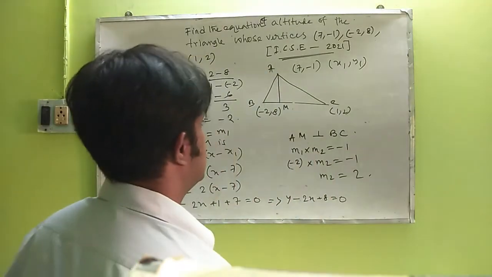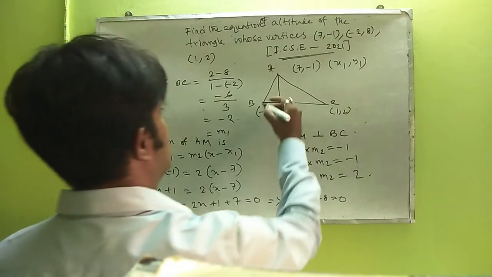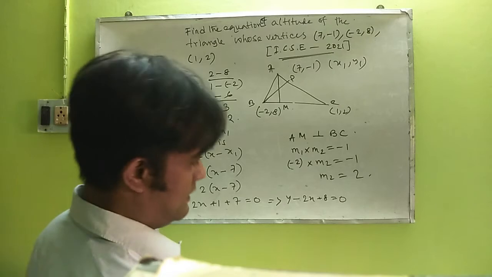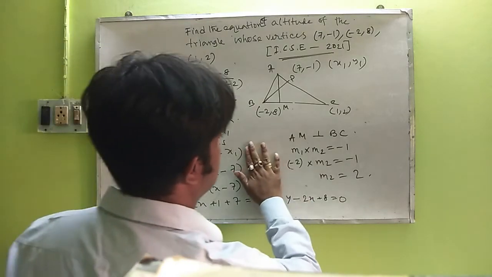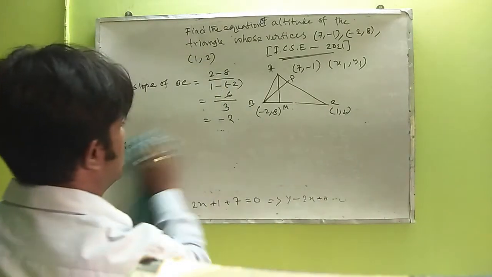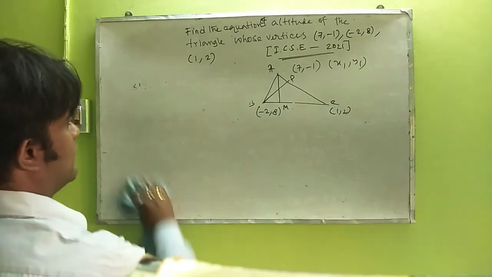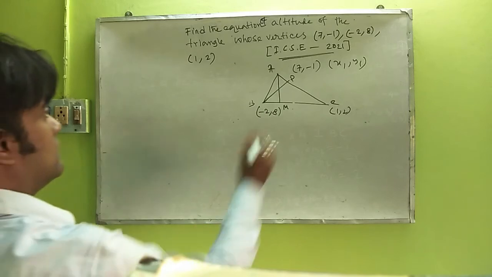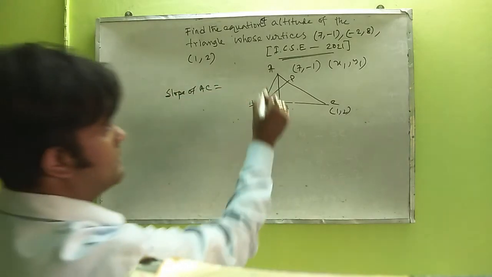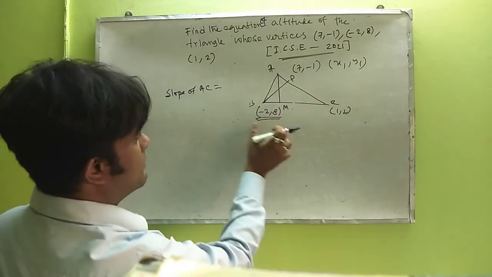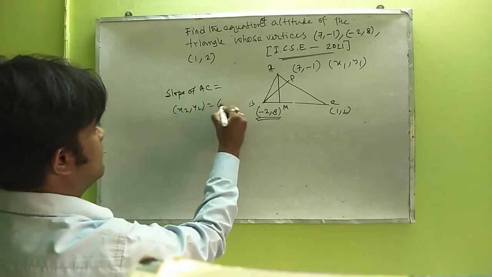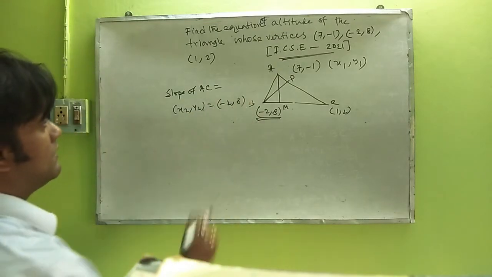In the similar way, if you draw this straight line BP, then you also calculate the slope of AC. You have to calculate the slope of AC, you can find it, and again one point is given. So x2 y2, minus 2 comma 8.